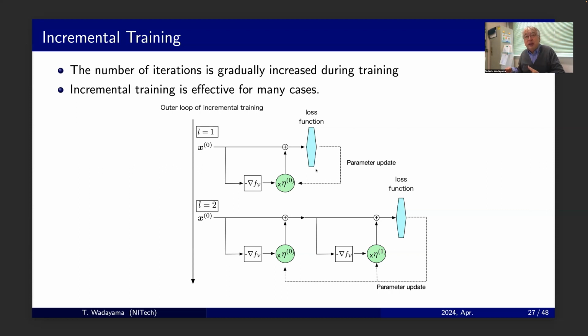So we train the network with 2 layers. And then we gradually increase the number of layers. So that's the main idea of incremental training. This incremental training is known to be very effective in many cases. So we often use this type of training for deep unfolding.